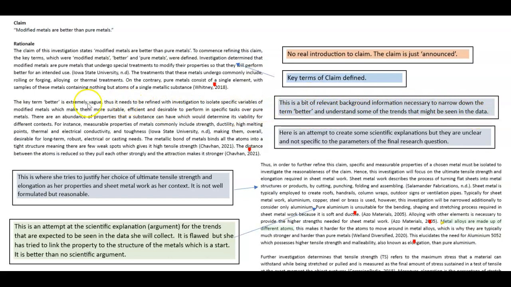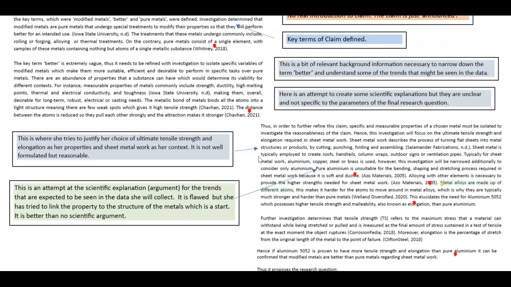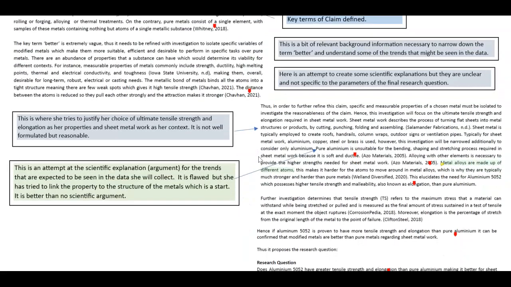Right, so she's talked about how better is very vague. We want specific variables. There's a lot of properties she could have chosen from, and she's listed them all. And then she said something about the bonding in metals, which is responsible for the high tensile strength. So there's an attempt there to talk about the scientific arguments, but it's not really very clear. But there's a definite attempt to talk about relevant chemistry that she might draw on in her analysis.